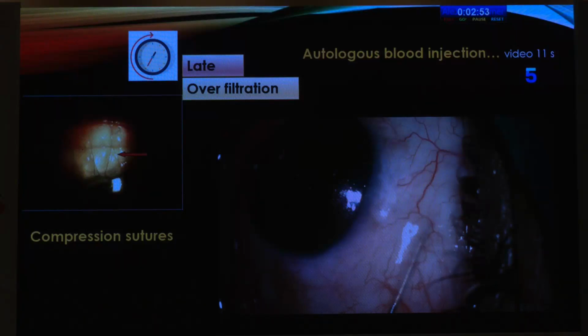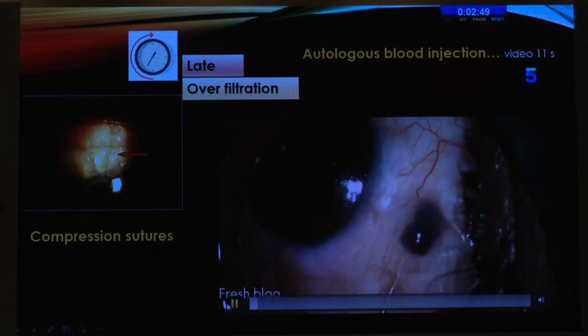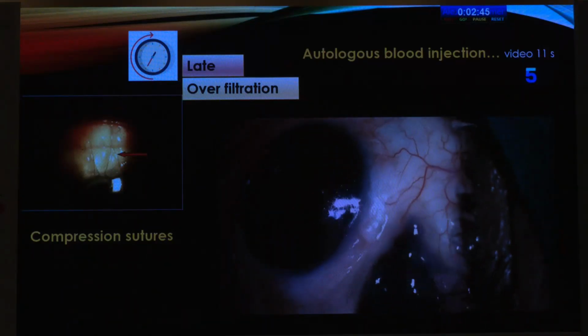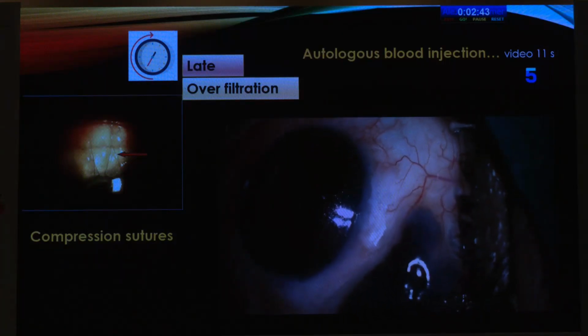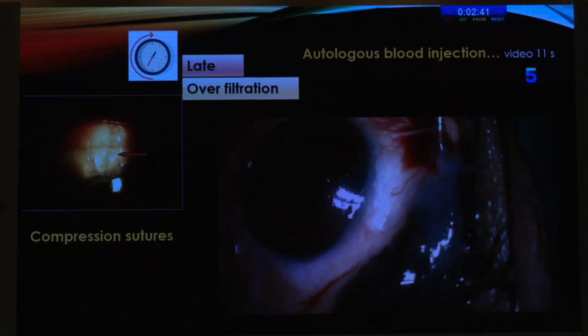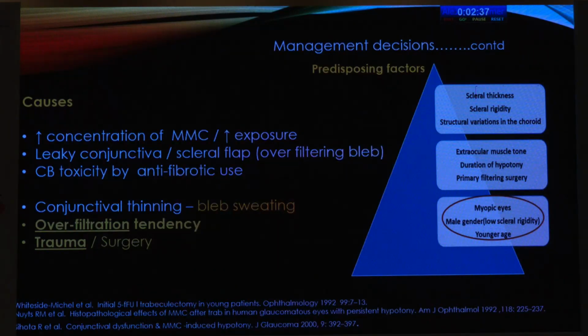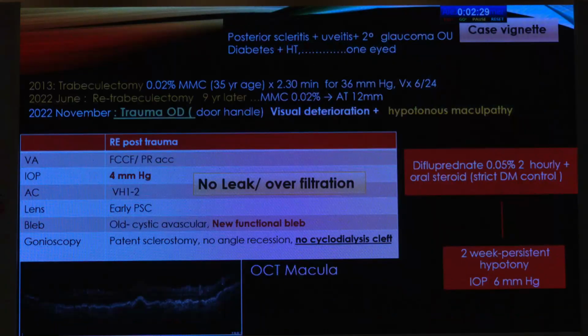Autologous serum is very useful, as I said, and if it's an overfiltering bleb, you can just do a fresh blood draw with a needle, and the needle is changed. Same patient, just draw the blood and inject it, and sometimes it works because it induces fibrosis. Then the other problems are bleb sweating and the overfiltration tendency or trauma, and this is again more common in myopic eyes with low scleral rigidity and younger patients.